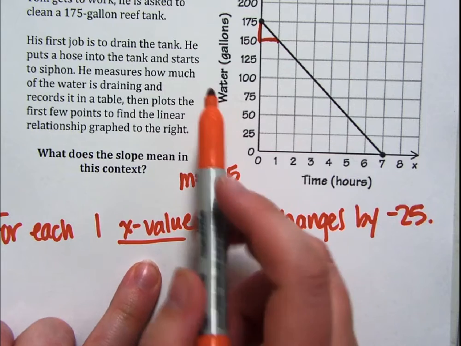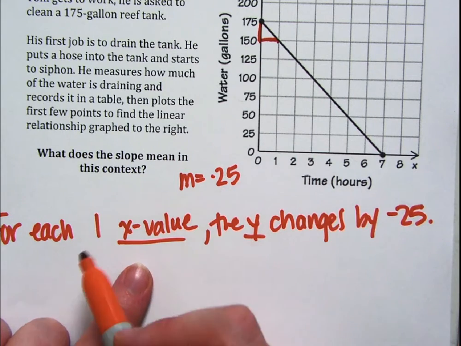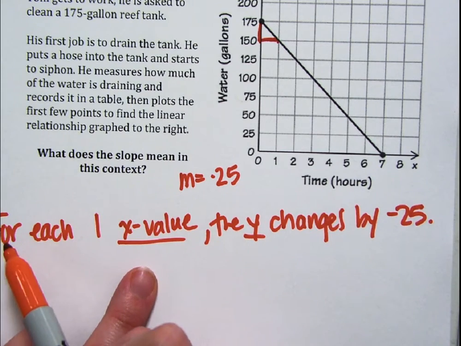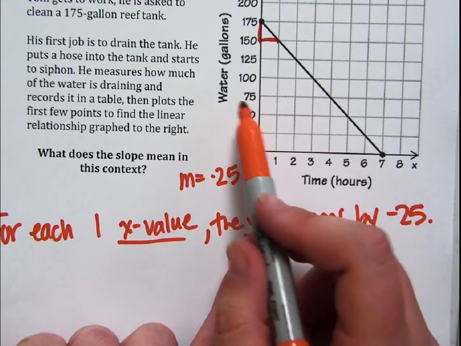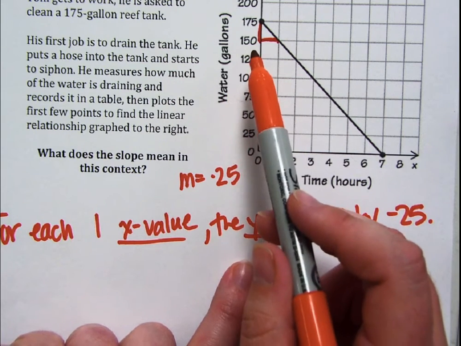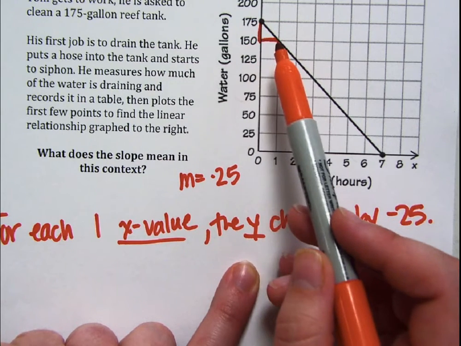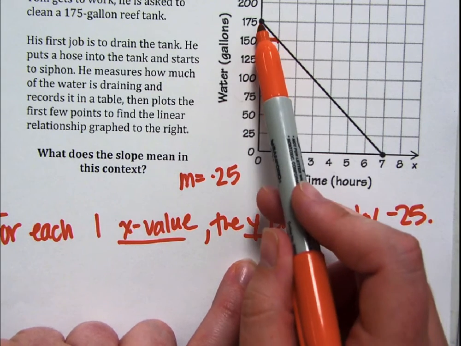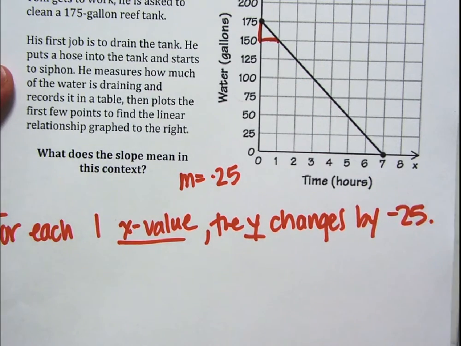So we know what x and y are representing in this problem. By context we can replace the x and the y with what they're representing. For each one x value, our x value is hours. So it's essentially saying for each 1 hour, or for each additional hour. And then the y is representing the water, and more specifically it's the water remaining in the tank, because it looks like we started with 175 and this is calculating how much water is remaining in the tank as time progresses. So it looks like we're losing 25 gallons every hour. That would be our slope in context.